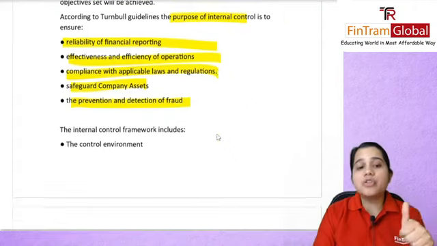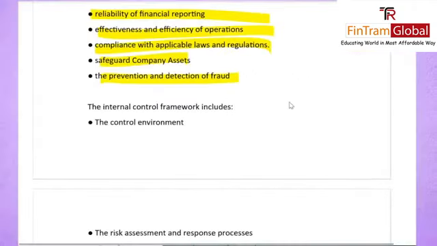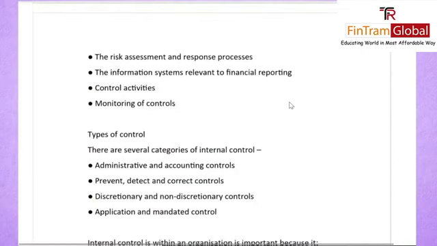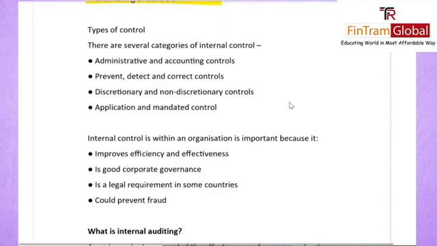So this internal control framework, what all does it include? It includes the control environment as such. It includes your risk assessment and response processes, your information systems, your control activities, and monitoring of controls. Now there are various types of controls that we had covered, right? We had talked about administrative and accounting controls. We had talked about prevent, detect, and correct controls.